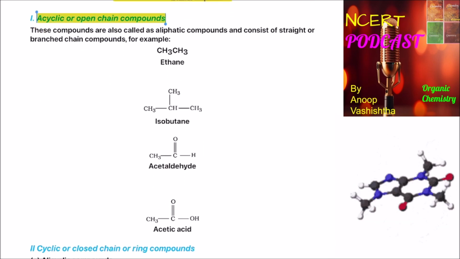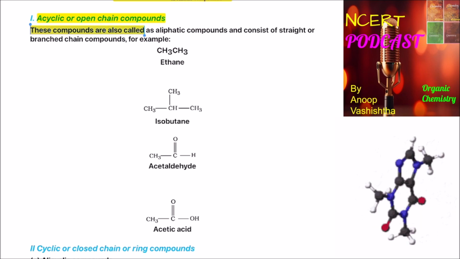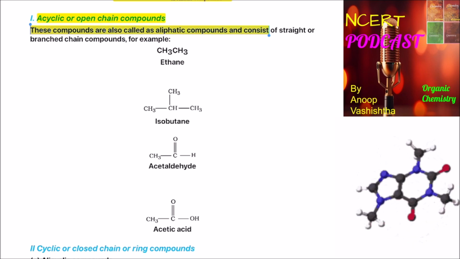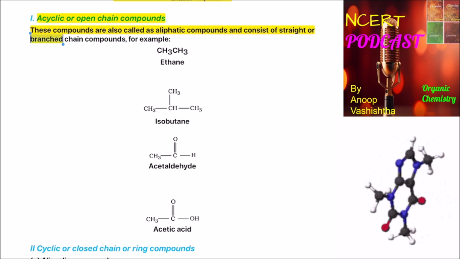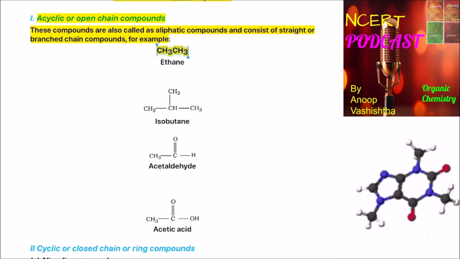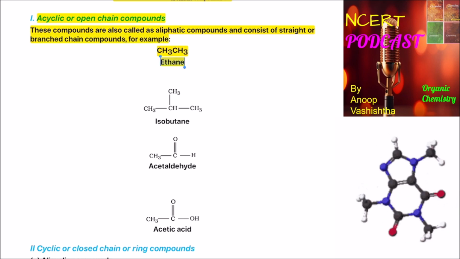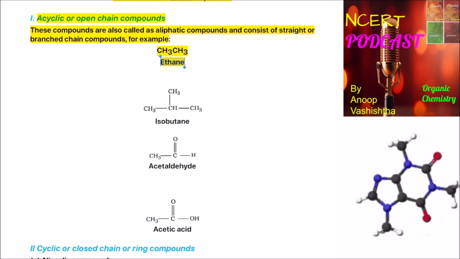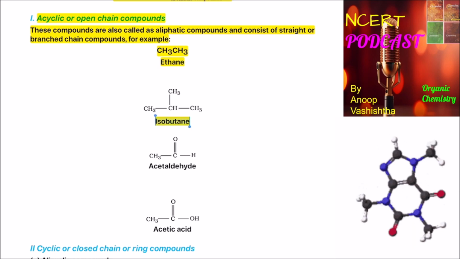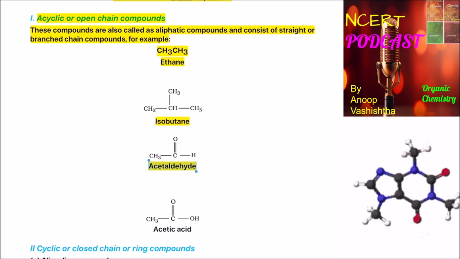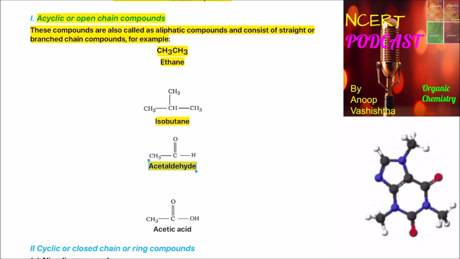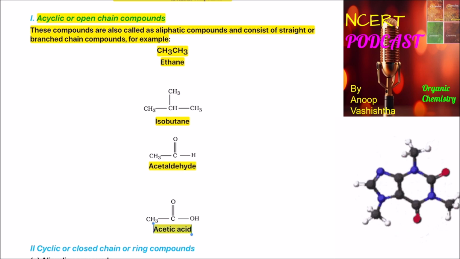Acyclic or open chain compounds. These compounds are also called aliphatic compounds and consist of straight or branched chain compounds. For example, CH3CH3 ethane, CH3CH(CH3)CH3 isobutane, CH3CHO acetaldehyde, CH3COOH acetic acid.